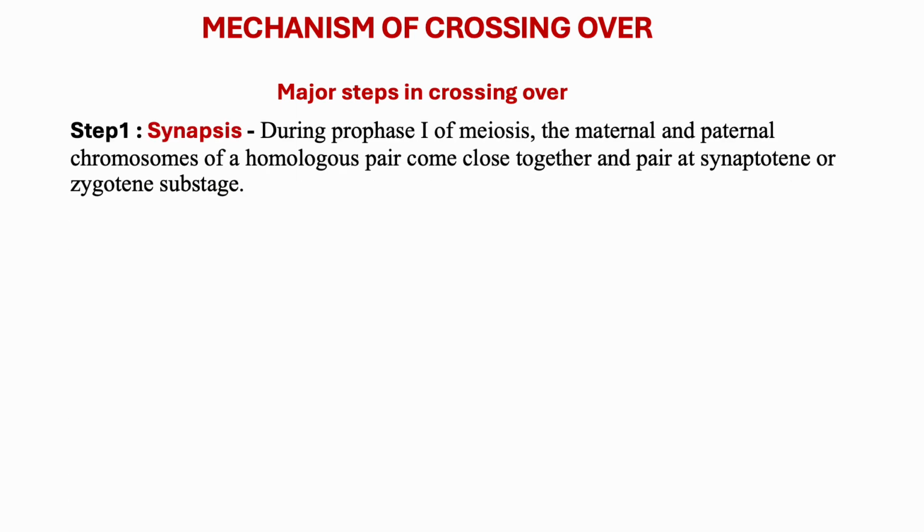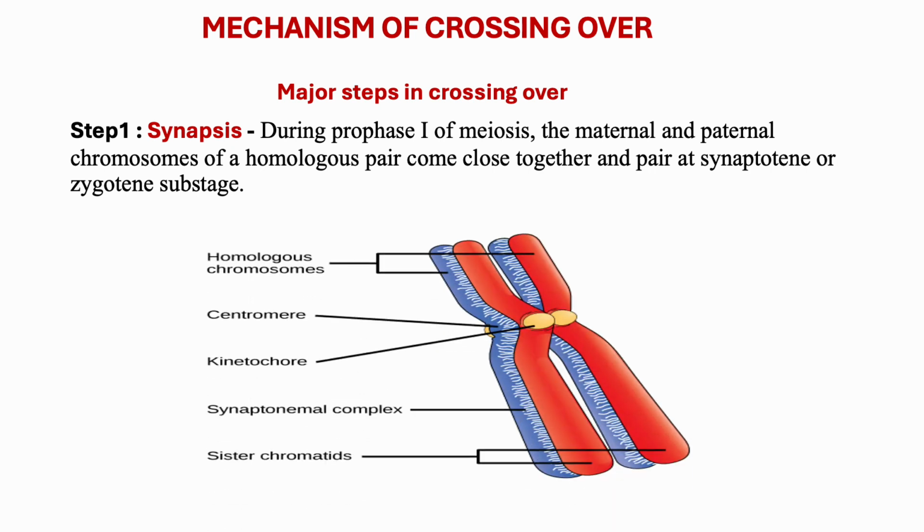So the first step in the mechanism of crossing over is synapsis. During prophase 1 of meiosis, the maternal and the paternal chromosomes of a homologous pair come close together and pair at the synaptotene or zygotene substage. This pairing is remarkably precise and point to point. The homologous chromosomes come close together at one or more points by mutual attraction between the allelic genes.